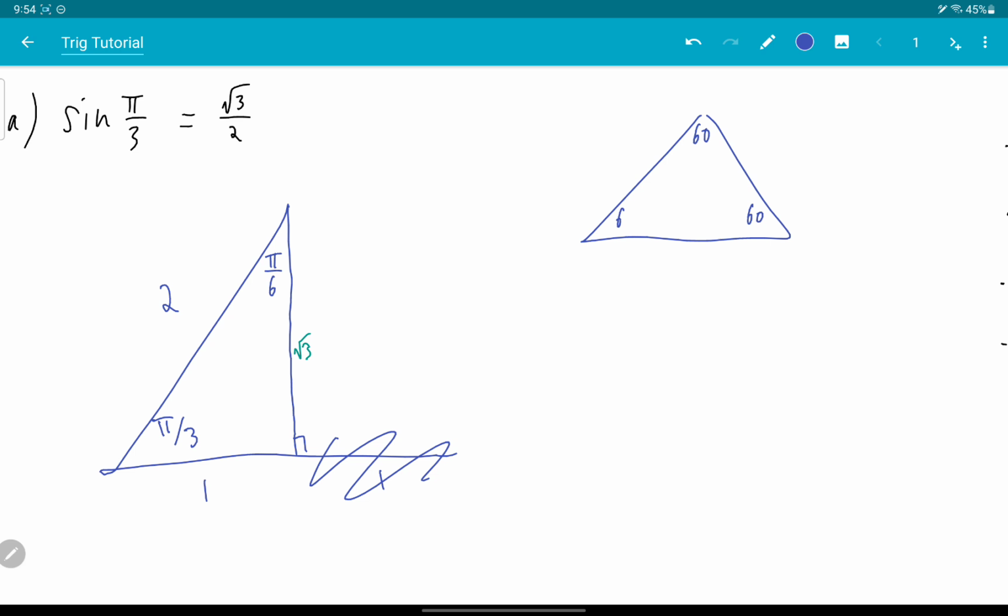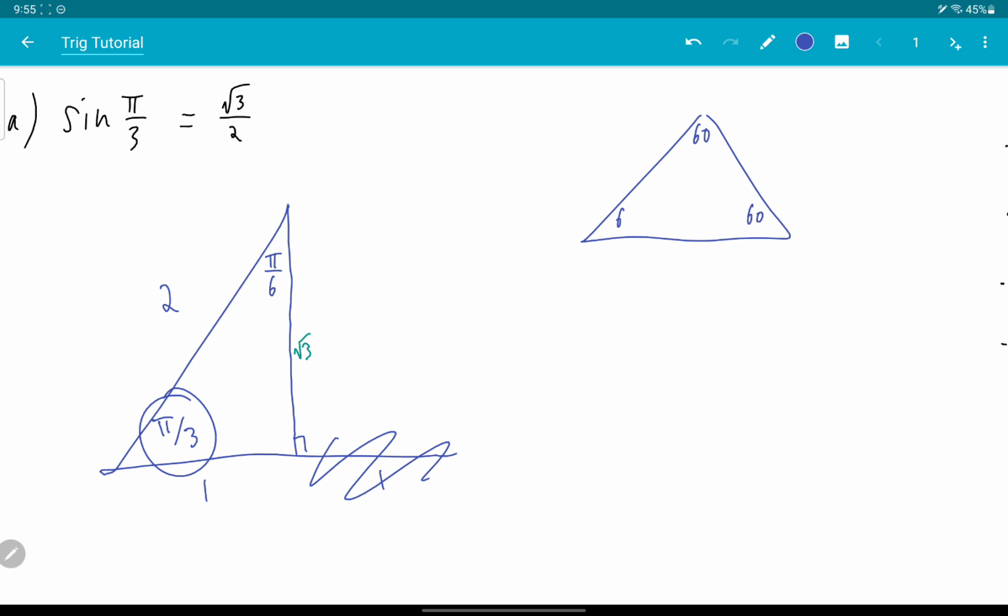Sine of pi over 3. I can get that from this triangle quite quickly. So here's my pi over 3, this angle here. So sine is, SOH, opposite over hypotenuse. So there you have it. That's how I get this formula here. Sine of pi over 3 is these opposites over the hypotenuse.